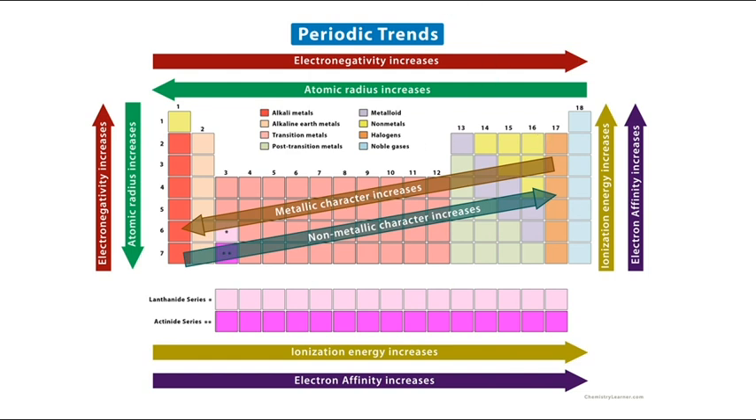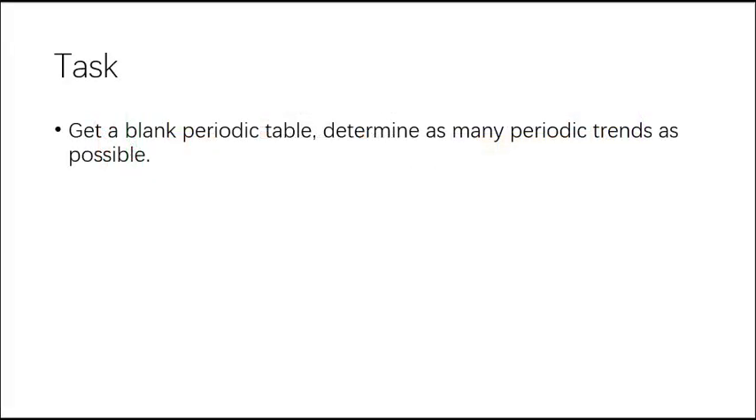Here's a summary for this section. So basically this image covers what we have learned in today's lesson, except we didn't cover metallic character or non-metallic character. And the task is easy and straightforward, so just get a blank periodic table and determine as many periodic trends as possible.